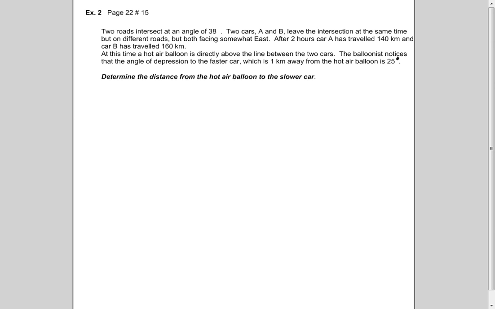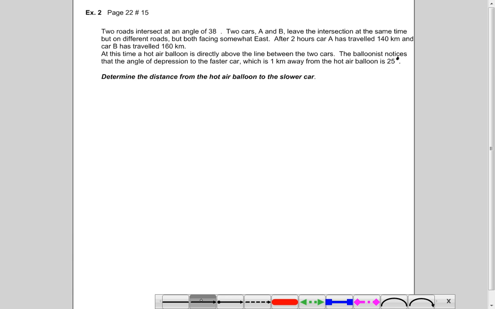So the hard part in these, honestly, is not the trig, but the diagram. So we have two cars on the road. They are on the horizontal plane. So I am going to draw their scenario with solid black lines. They were at an intersection together and both traveled on roads that intersected at an angle of 38 degrees, and they're going somewhat east.